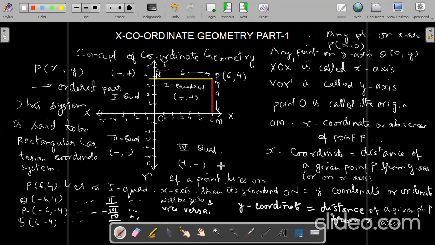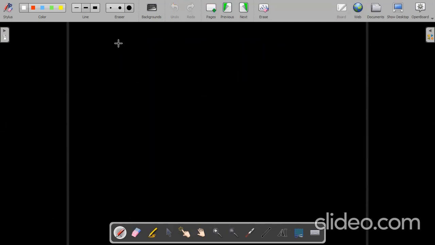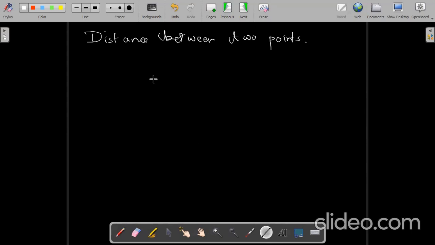First we have the distance formula: how to find, in this coordinate system, the distance between two points. That means we have to find the distance between two points. We can easily understand and prove this formula also.